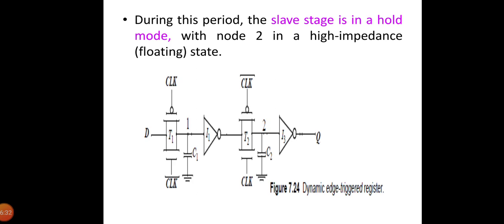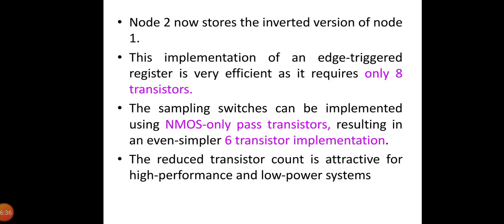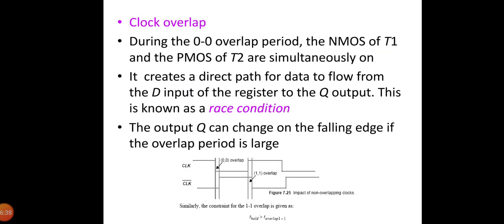Clock overlap is one of the important concerns for this dynamic register that you can see in the diagram. During the 0-0 overlap period, the NMOS of T1 and the PMOS of T2 are simultaneously on, creating a direct path for data to flow from the D input of the register to the Q output. In other words, a race condition occurs.